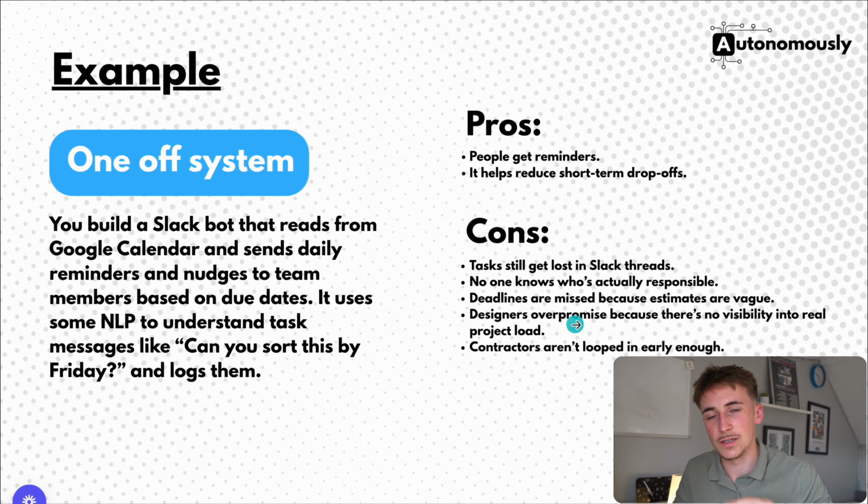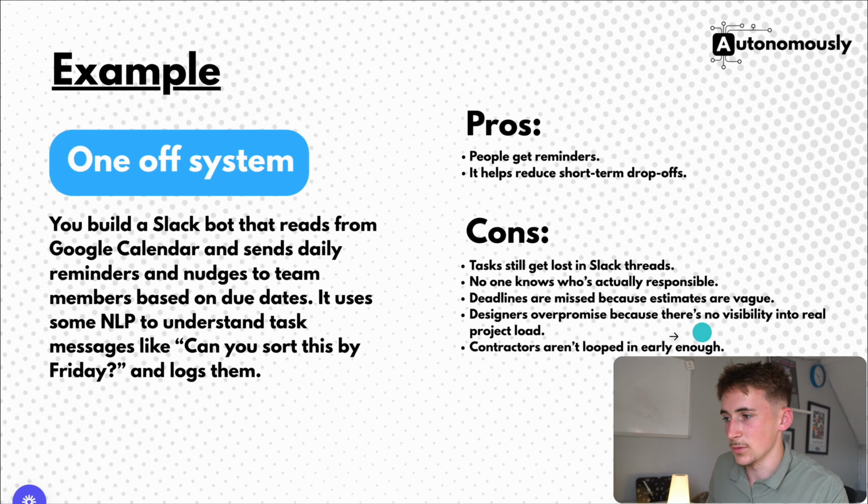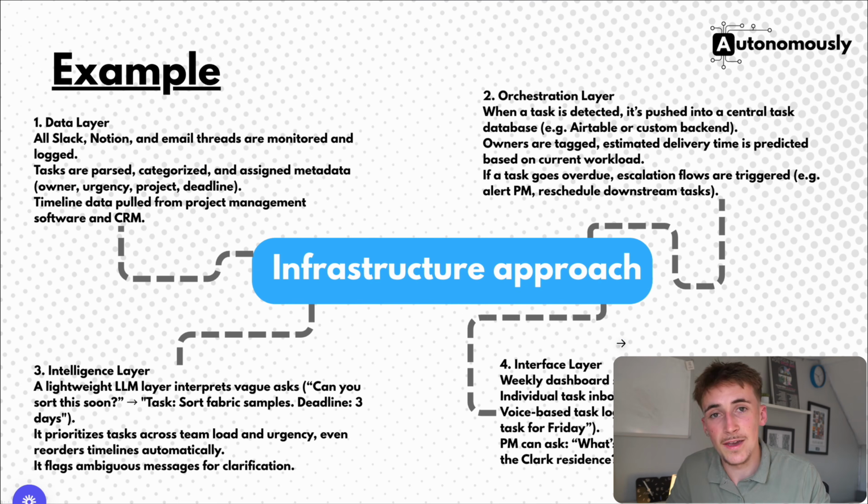Like I showed you with the glasses, you've put the band-aid on, you sort of solved the issue, but then all these cracks are going to start to form where the tasks are still getting lost in Slack threads, deadlines are missed still because the estimates are vague, yada yada. So if you look at it from an AI infrastructure approach, this is how it might look.